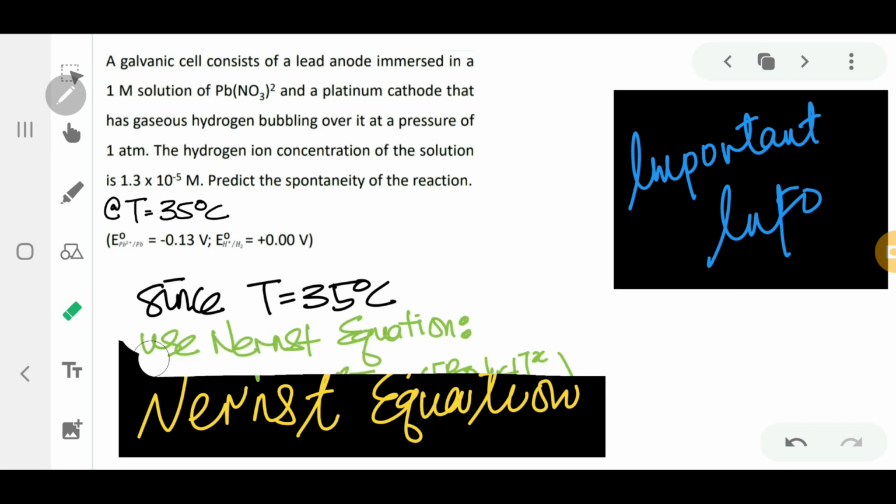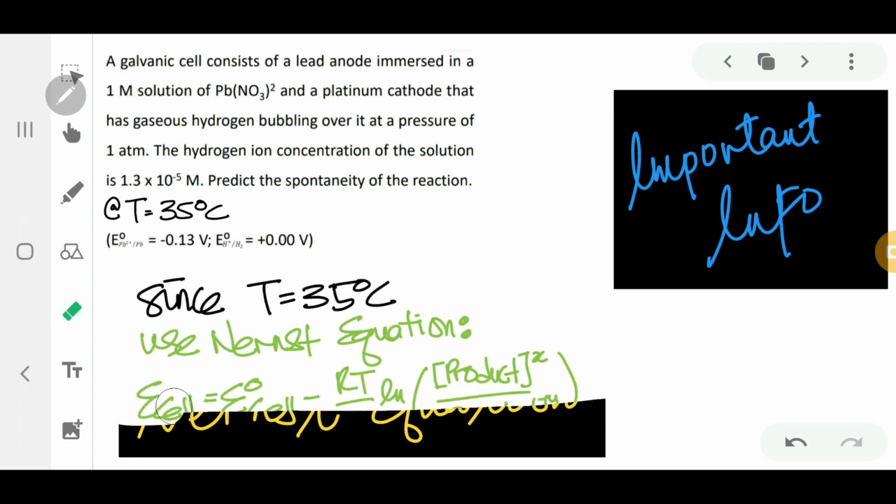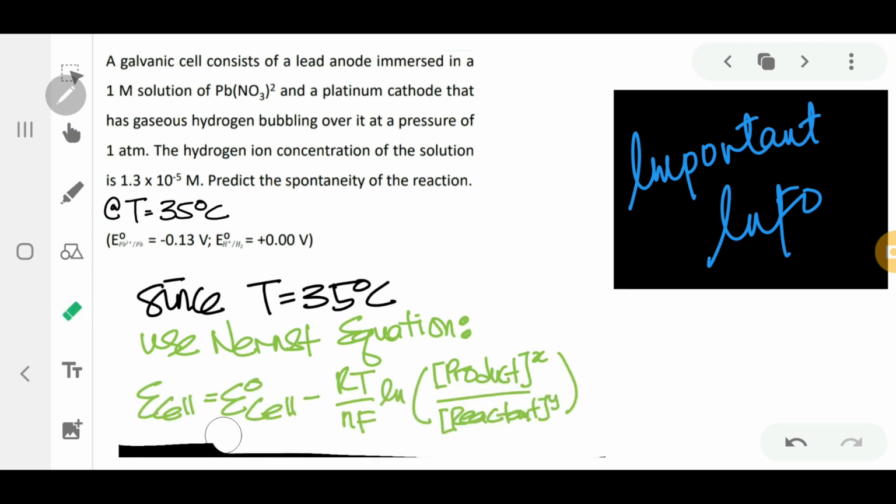Why? Since the temperature is 35 degrees Celsius, we're going to use the Nernst equation and not the simplified one. Remember, if you want to use the simplified version, the temperature needs to be 25 degrees Celsius. But in here, you have a temperature equal to 35 degrees Celsius. We're going to use this.